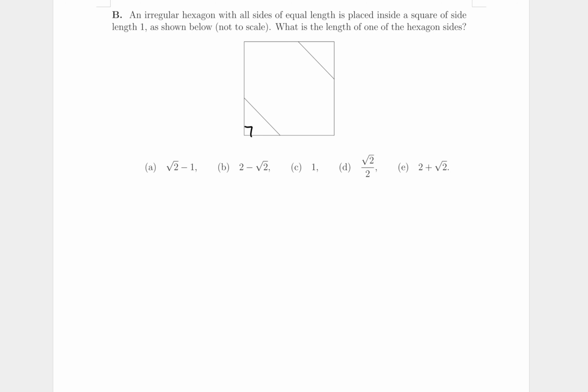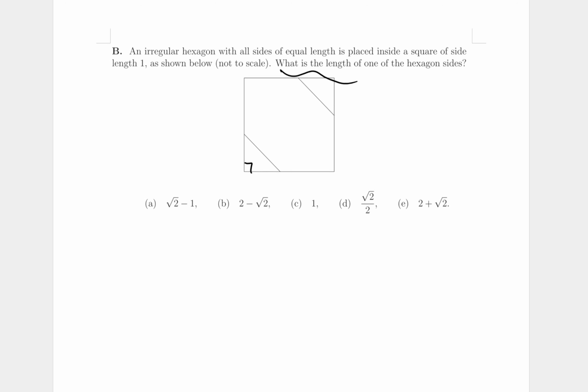So, because they want the length of one of the hexagon sides, why not call that x? If I call that x, this is x, this is x, this is x, x, x, right? Because they have all sides of equal length. So this becomes 1 minus x, and so on, right?